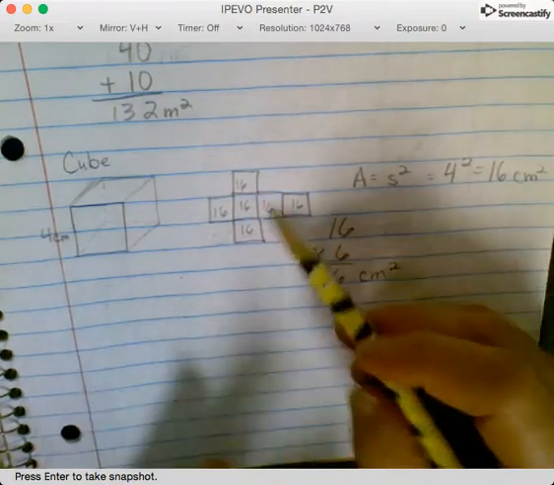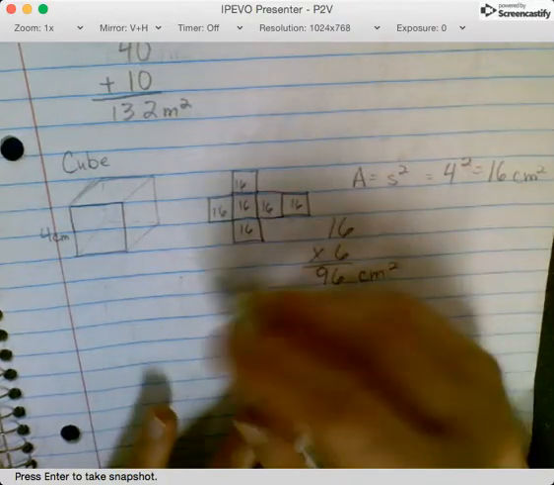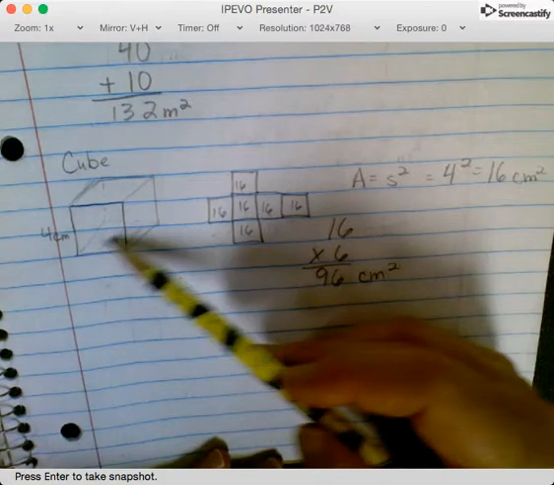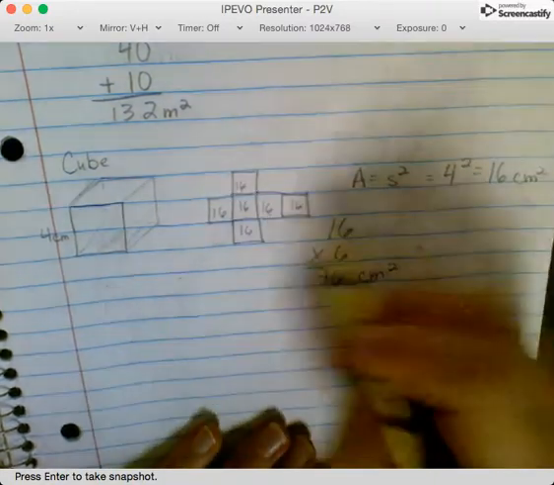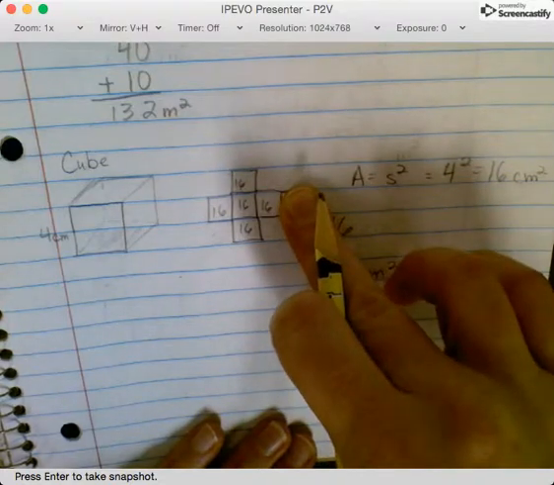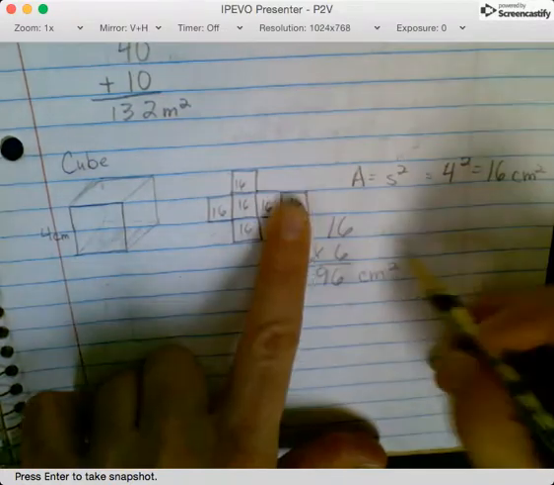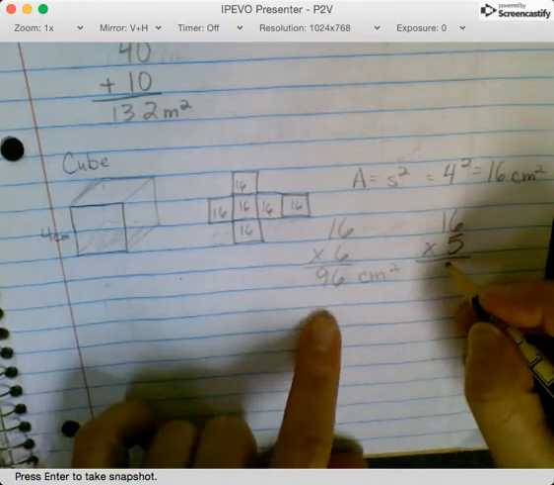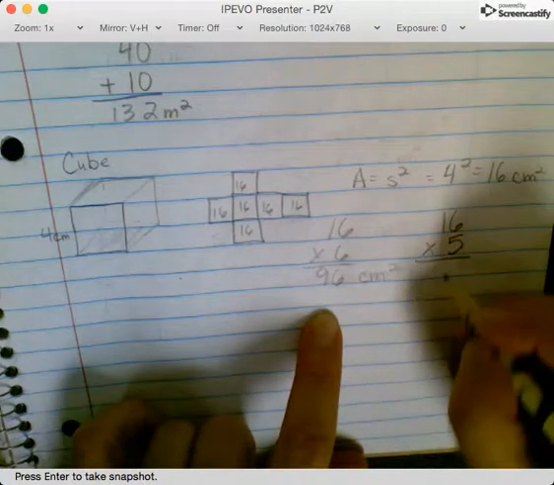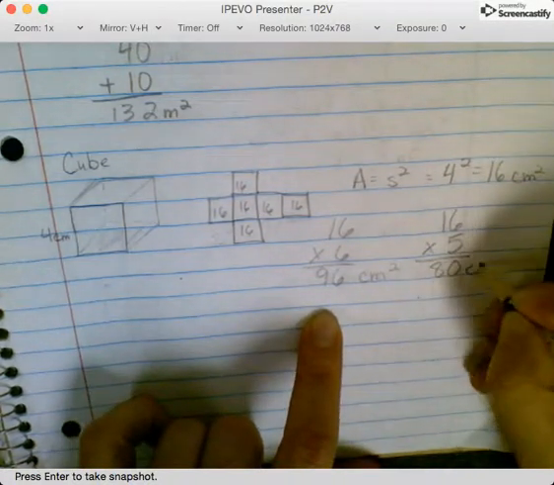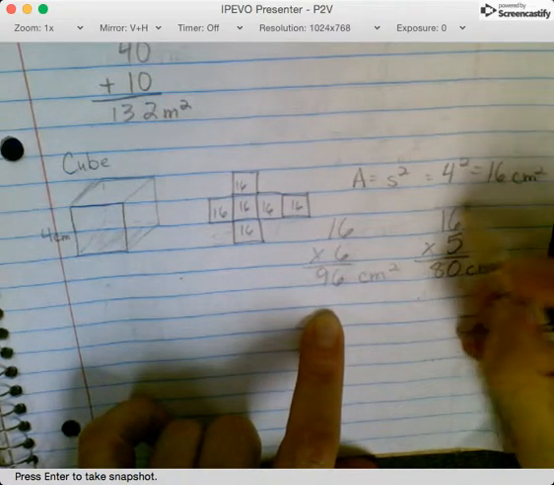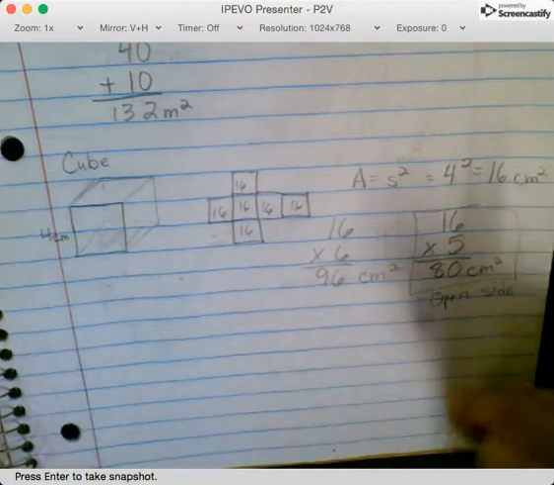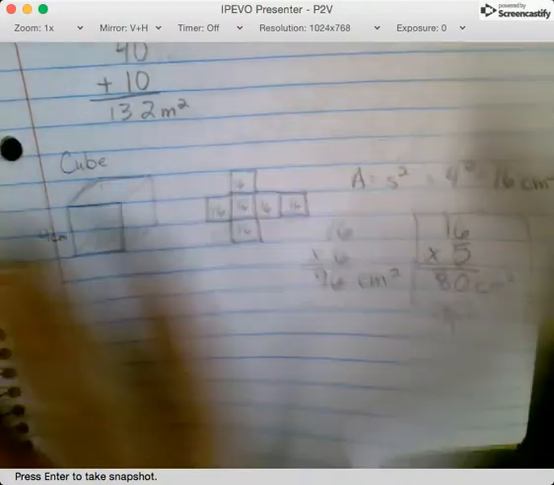Now again, if I had to do this and had an open side, let's pretend like one of these sides was open or empty. Let's say that bottom side is empty. Then I would only have 5 sides. So it would be kind of like this. And instead of multiplying 16 times 6, I would do 16 times 5. And so instead of getting 96, I would get 80. Okay? So this would be with an open side. Okay, just to let you know, because there may be some problems that do that to you.